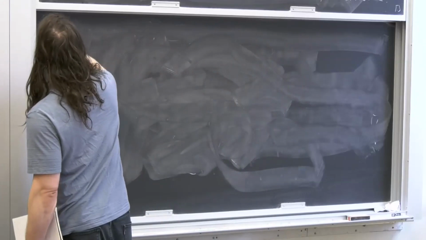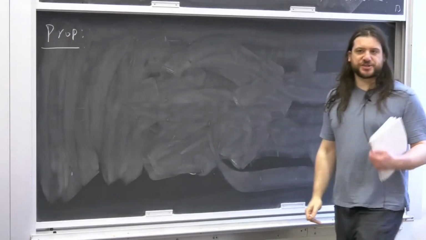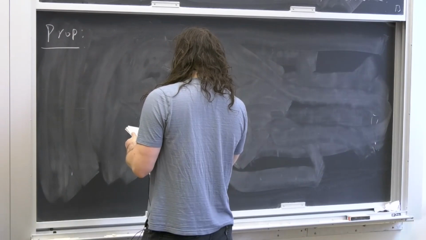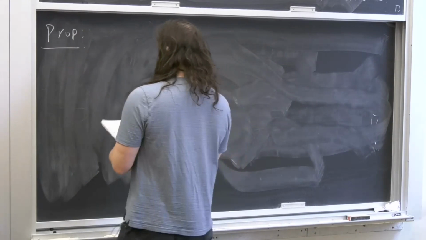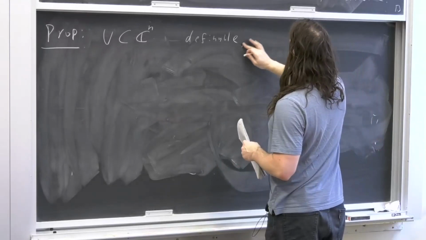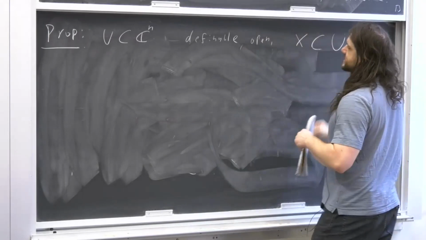Finally, we need this finite projection step. And that's a proposition of Peterzil and Starchenko, which we directly use, which is the following. Suppose you have U in C^n definable open, and X inside U a definable analytic set.